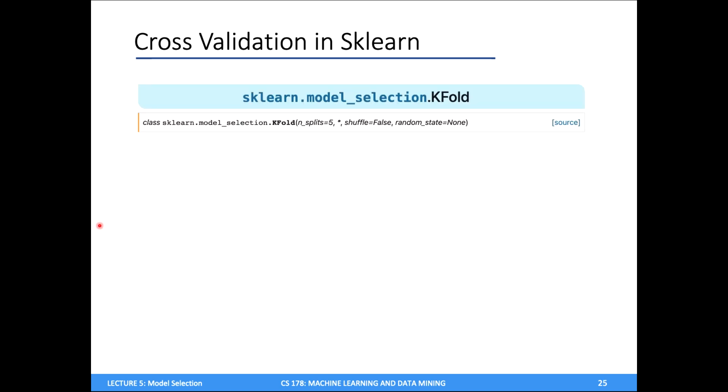Cross-validation is straightforward enough to do in scikit-learn. So we've got this k-fold function that will actually do these splits for you.